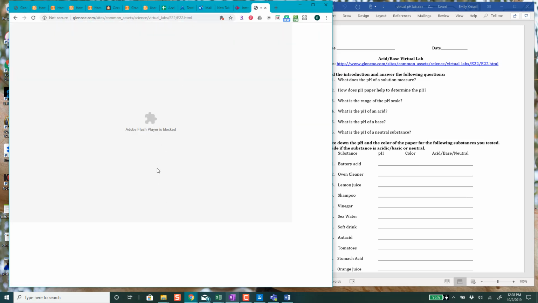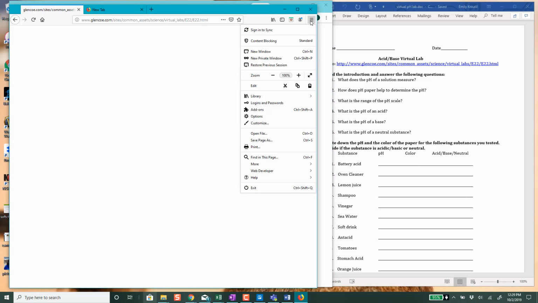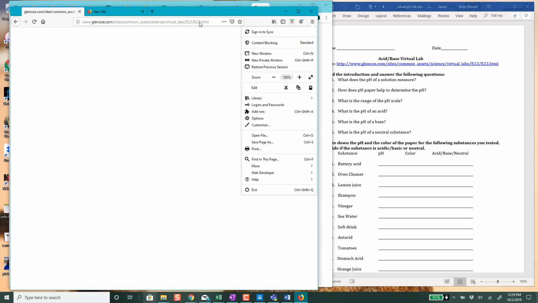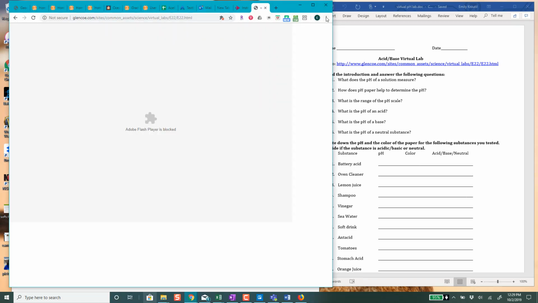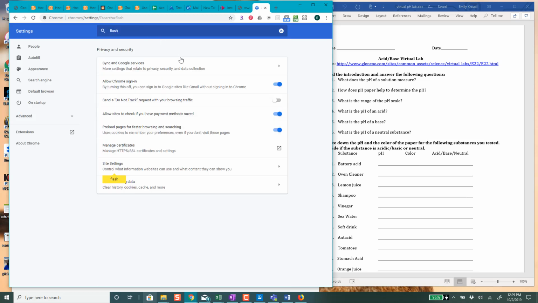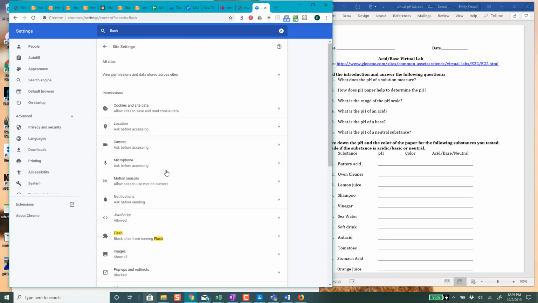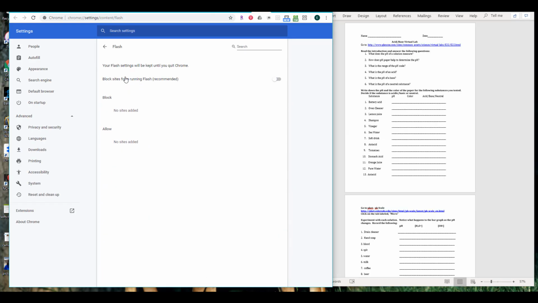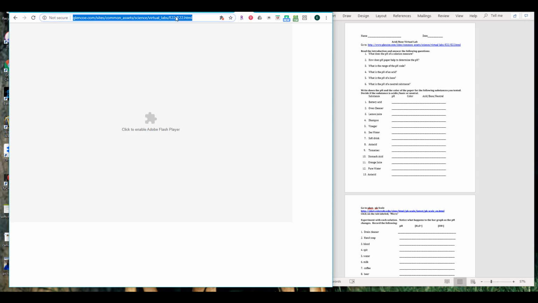And it says Adobe Flash Player is blocked. So I'm going to look for add-ons. I might try add-ons here and let's see what we can do. Let's search for Flash. Okay, so here's what you're going to do. Right now, this is blocking sites from running Flash. If we click this, it'll say ask first. So now it should work. Of course it doesn't.